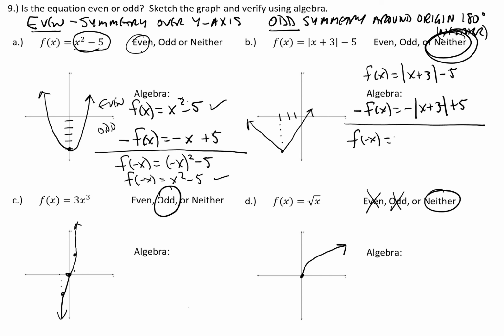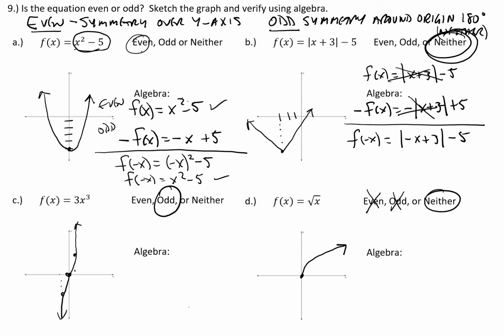And so we get the absolute value of negative x plus 3, minus 5. Now, we put a negative x in there, and so does it match either one of these situations? It doesn't match this, it doesn't match this, so then that's why we make it neither.